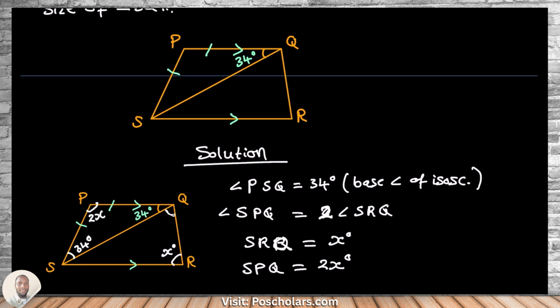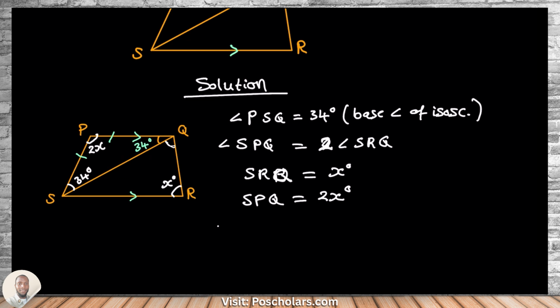Now let's confirm what we have done. It says angle SPQ, this is SPQ, is equal to 2 times angle SRQ. So if angle SRQ is x degrees, it simply means angle SPQ will be 2 multiplied by x, which is 2x. Good. Now that we have done that, we can find the value of x by summing up these angles and equating it to 180 degrees. So we have 2x plus 34 degrees plus 34 degrees equals 180 degrees. The reason is sum of angles in a triangle.